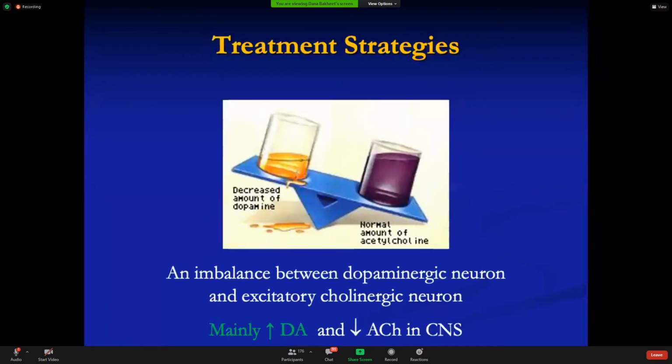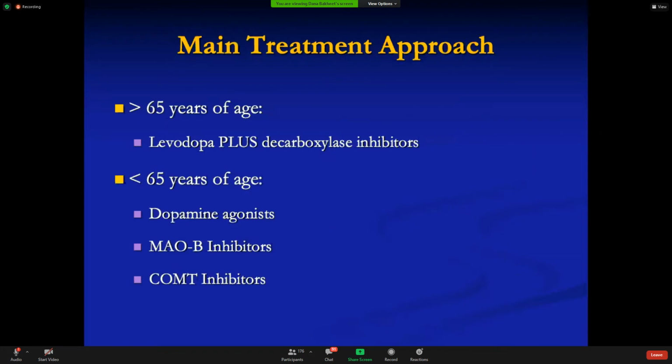Now, the treatment strategy. Remember that we have an imbalance between dopaminergic neurons and excitatory cholinergic neurons. So mainly, the main medications from all that I mentioned are levodopa and carbidopa. These are the main ones. You want to increase the dopamine and decrease acetylcholine in the central nervous system. I have never seen people using it, but it's there. Maybe some consultants use it, but mainly I know L-Dopa with carbidopa is mainly used in Parkinsonism.